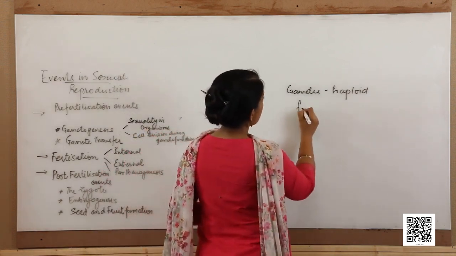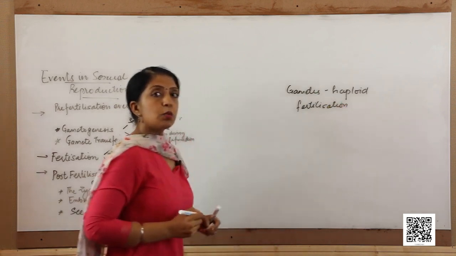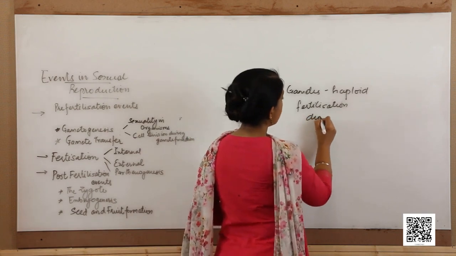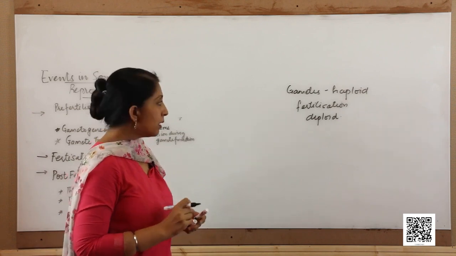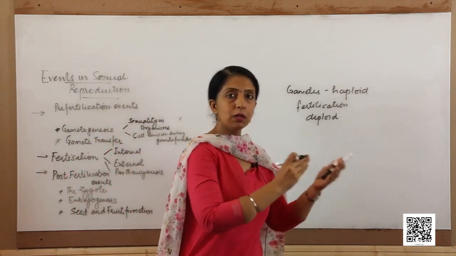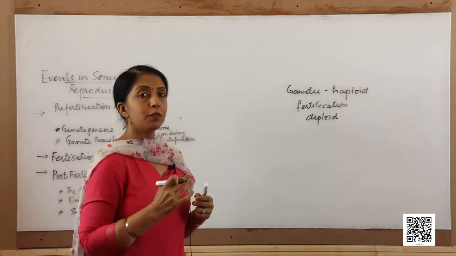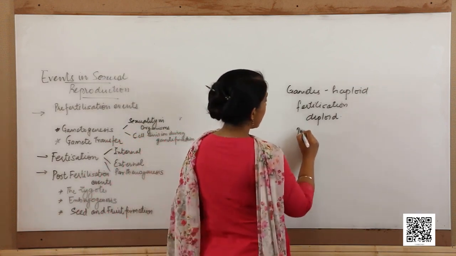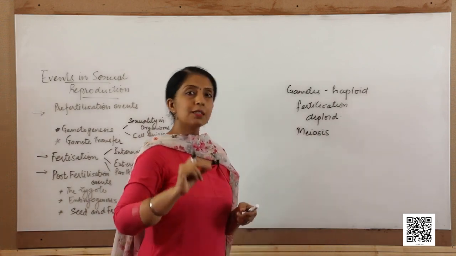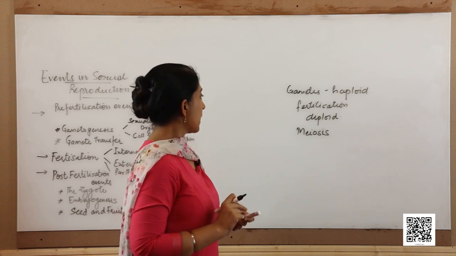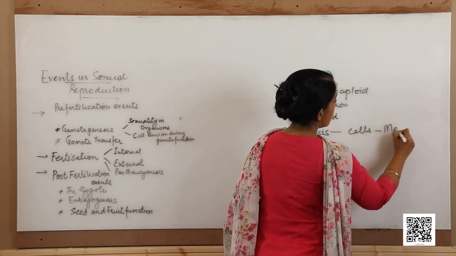All gametes must undergo fertilization and give rise to a structure which is diploid. This diploid structure may divide to give rise to a haploid individual, or may further undergo division to form diploid structures, that is different in different organisms. And another thing, meiosis is one kind of cell division that occurs in all sexually reproducing organisms, and meiosis occurs in the cells which we term as meiocytes.